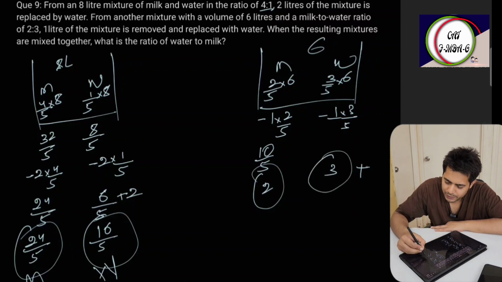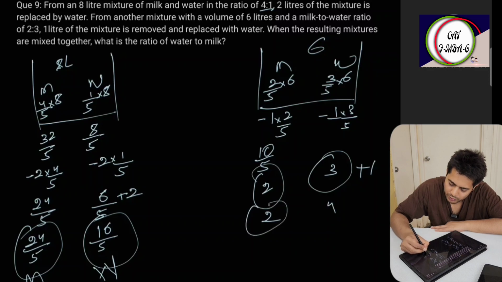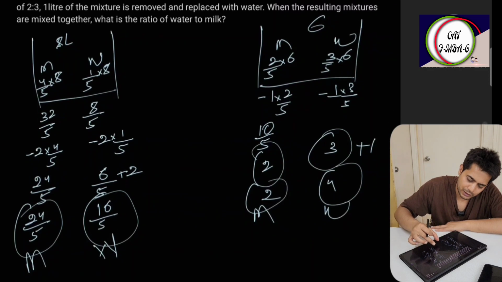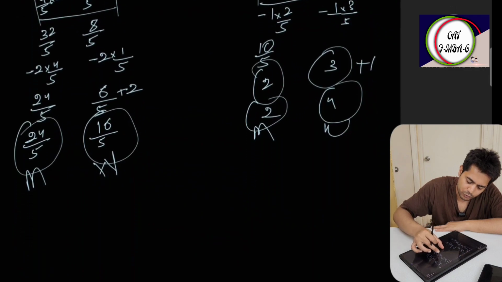And 1 liter is replaced with water. So plus 1. So 2 and 4. This is milk. This is water. When the resulting mixtures are mixed together, what is the ratio of milk to water?